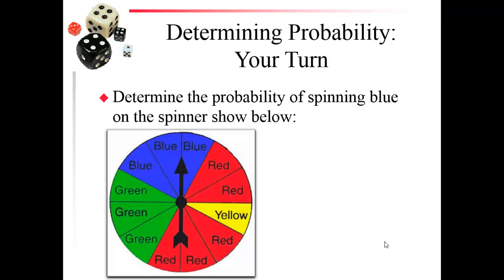Alright, your turn. In your notes, please determine the probability of spinning blue on the spinner shown below. I want you to follow that 3-step process. First, list all the possible ways you can spin it. Second, count how many possible outcomes there are that are blue. And third, use the probability equation.